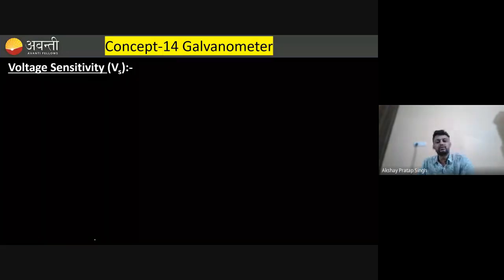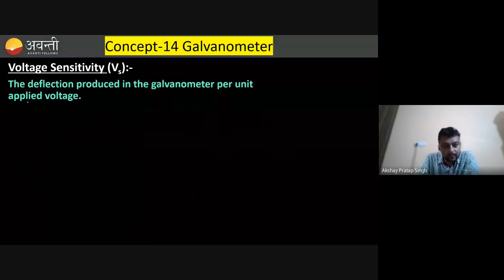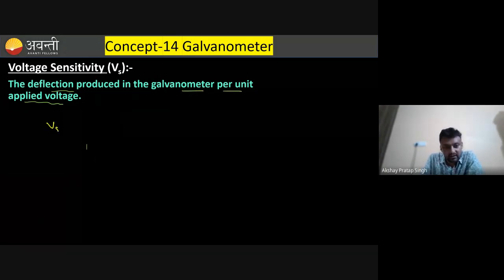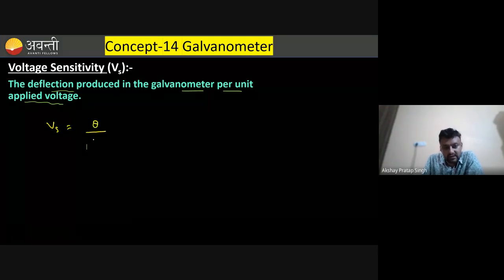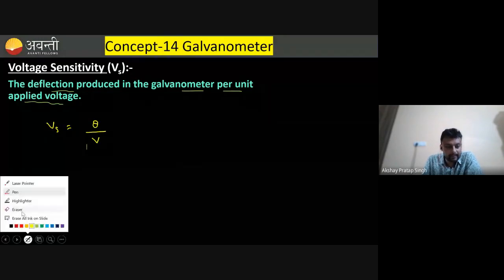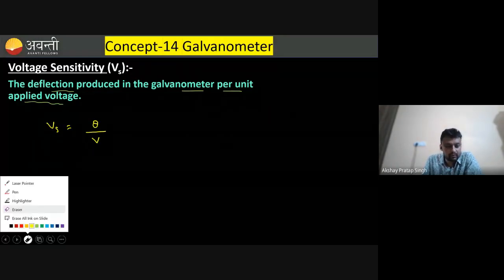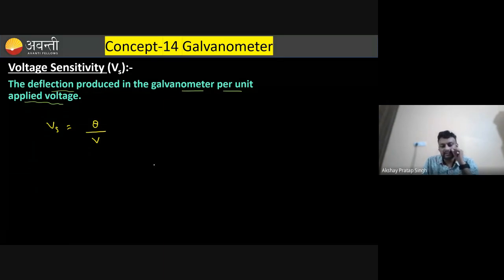What is voltage sensitivity? Voltage sensitivity has the same definition, but the term is per unit applied voltage. The deflection produced in the galvanometer per unit applied voltage. And if you use this relation, what you will get, Vs is equal to deflection produced, that means theta, over applied voltage. Let's suppose you have applied some voltage V across the terminals T1 and T2 that you have seen on the previous slide. From Ohm's law, you know that V is equal to IR.